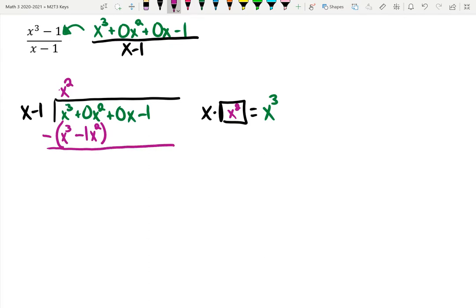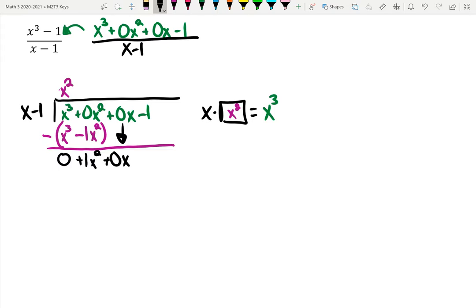Now, I'm going to go ahead and distribute this negative, and this is going to be the part that requires the most mental work. X to the third minus x to the third is 0, which is a sign I'm doing it right. A negative times a negative 1 is going to be a positive 1. So I'm going to have positive 1x squared, and I'm responsible for bringing down the next term, 1 at a time.